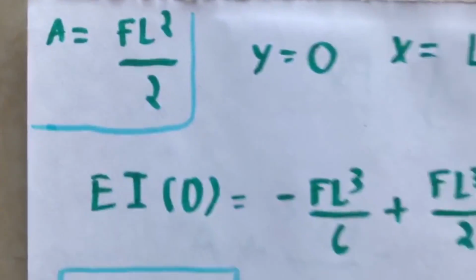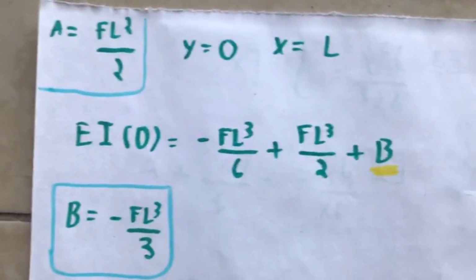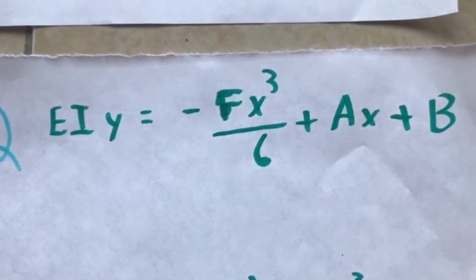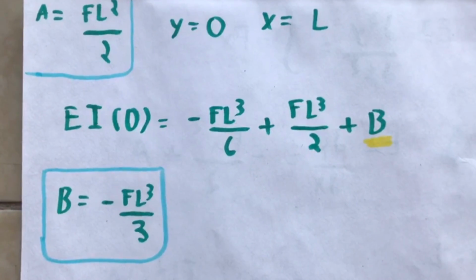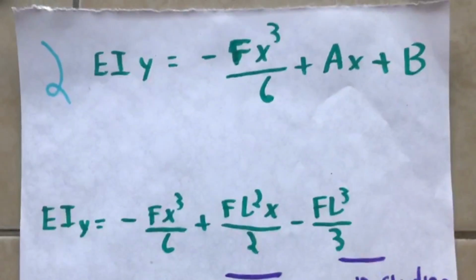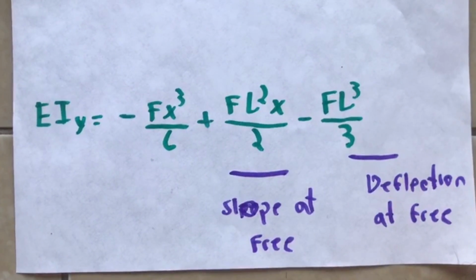After we got a, we need to replace it to get b, and we take y as 0 because of the data we have from the support point. After that, we have the whole formula and we have a and b, and we replace them to finally get the integrated formula of elasticity and deflection. The second term gives us the slope at 3, and the third term gives us the deflection at 3.